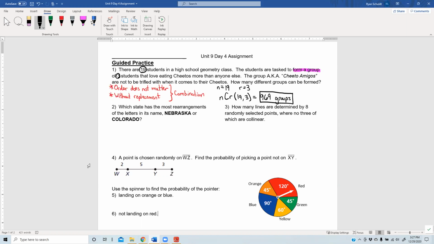Number two. Which state has the most rearrangements, Nebraska or Colorado? Well, let's look at Nebraska first. On each of these, we've got to look for repeated letters. How many total letters are in Nebraska? 1, 2, 3, 4, 5, 6, 7, 8. So N is equal to 8. Do I have any repeats? N doesn't repeat, no E, no B, no R. I just have an A, so A repeats twice. To get the total, we have to do 8 factorial divided by 2 factorial.